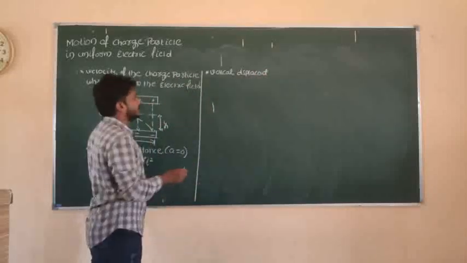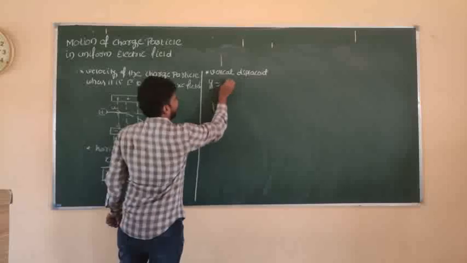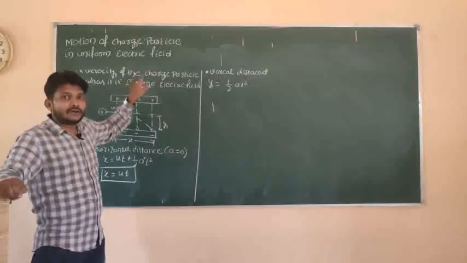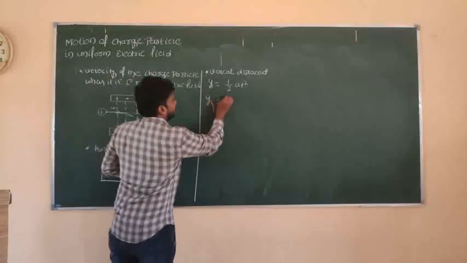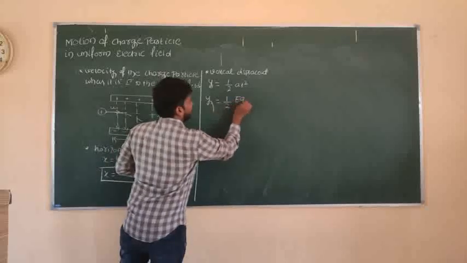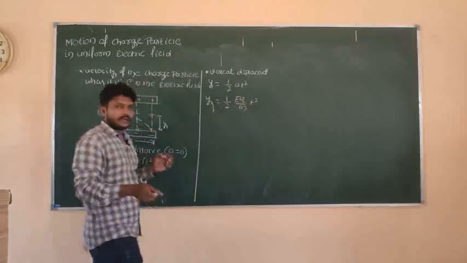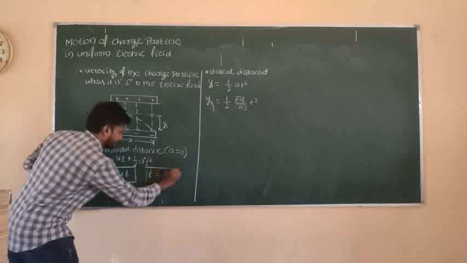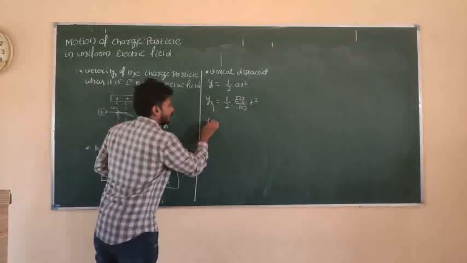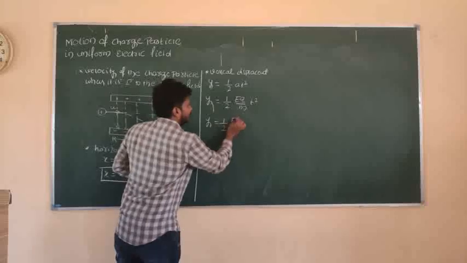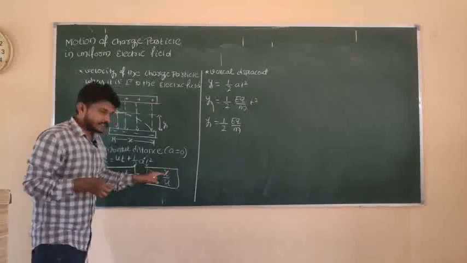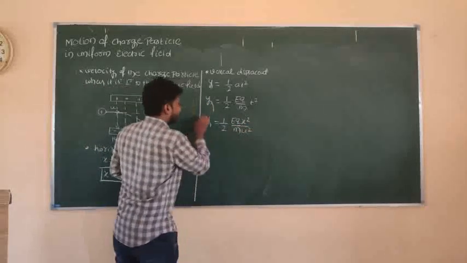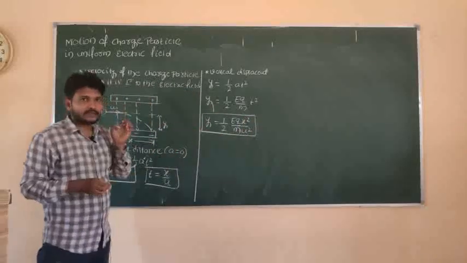In the case of vertical displacement, y is equal to half a t square. Initially there is no initial velocity along the vertical component, so y is equal to half of Eq divided by m into t square. Shall I rearrange this equation? t is equal to x by u here. If t is equal to x by u, then y is equal to half of Eq divided by m, and t square is x square by u square. So this is the vertical displacement.